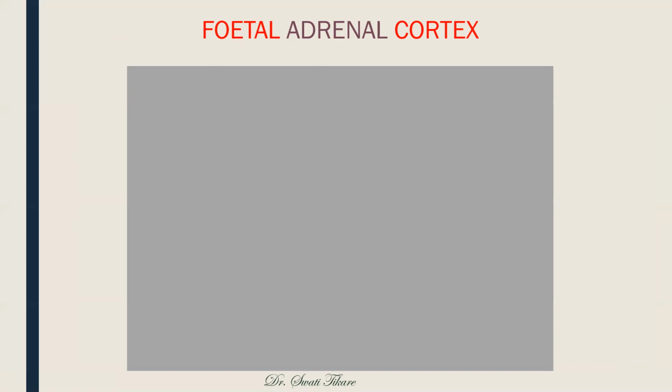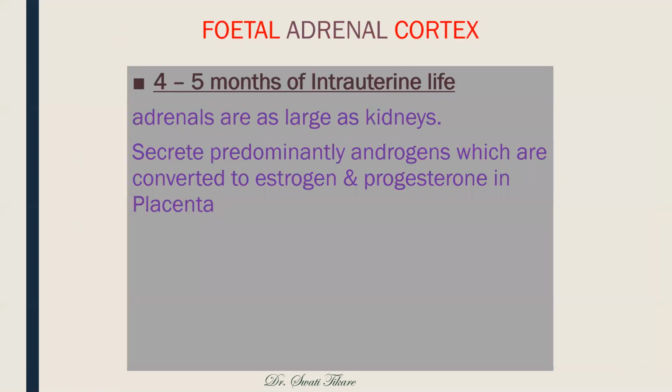There is a special role of the fetal adrenal cortex. At around 4 to 5 months of intrauterine life, the adrenal gland is as huge as the kidneys in the fetus. It secretes predominantly androgens, the same function as in the adult, but it is the only source of androgens during intrauterine life. The placenta needs to produce a lot of estrogen and progesterone to sustain the pregnancy, and for that the precursor, the androgen, is provided by the fetal adrenal cortex.